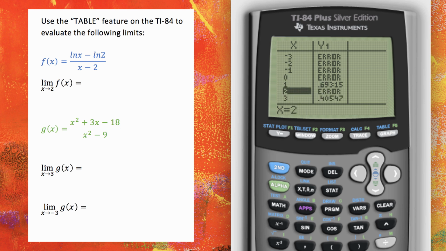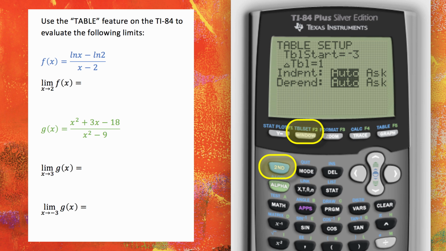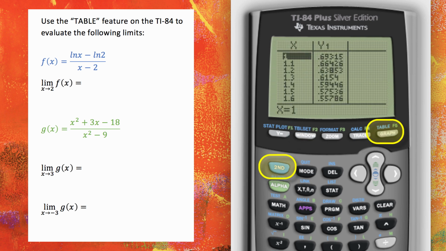If you look at the denominator, we can't plug in 2 because it would cause division by 0, but we can evaluate the limit. To see this a little bit better, I'm going to adjust our settings for the table. I'm going to change the table start value to x equal to 1, and change the scale to 0.1. To get to the table, press second graph. Now if we scroll through our table, we still see that there's an error at 2.